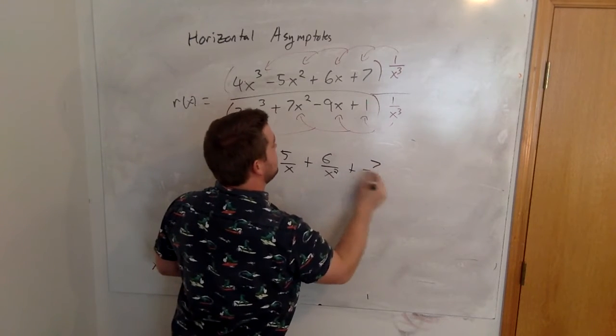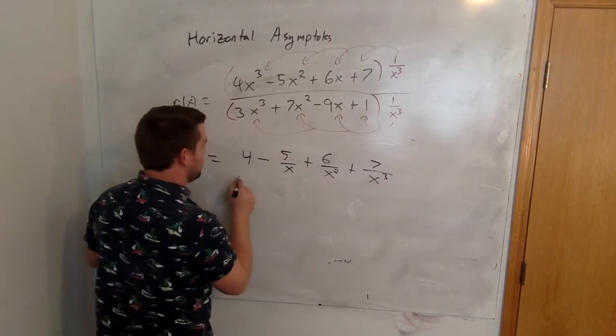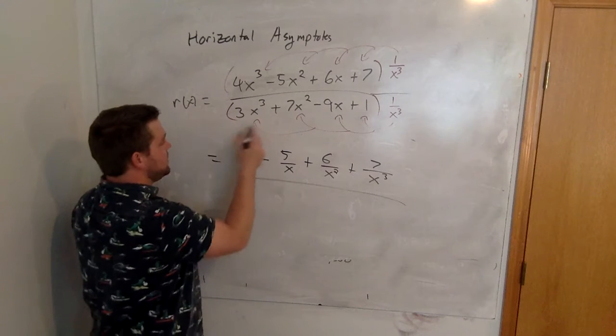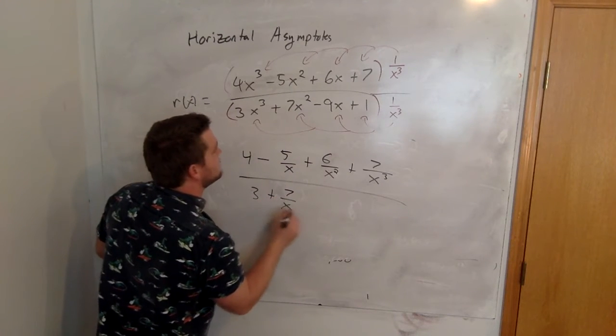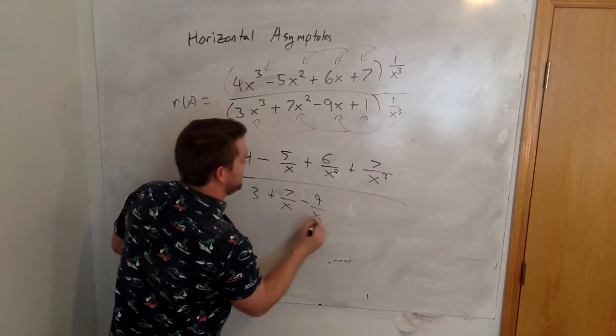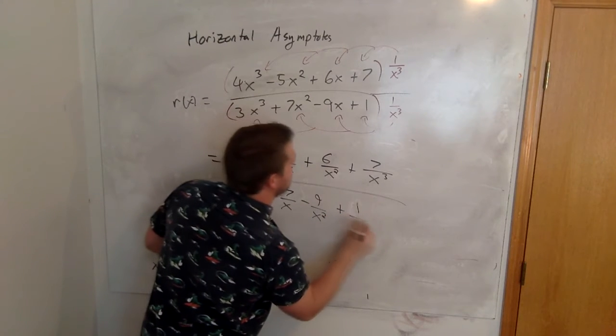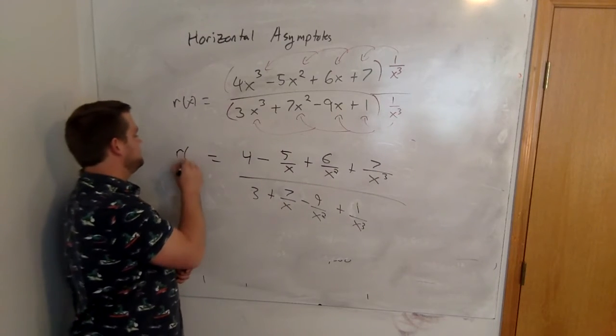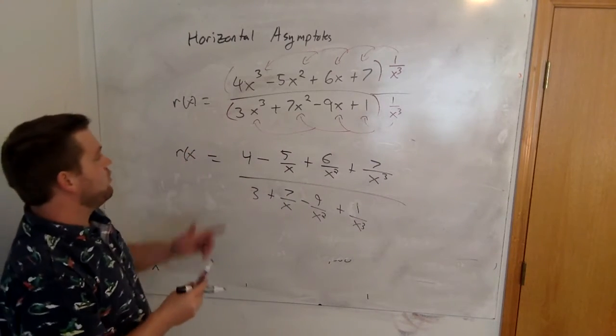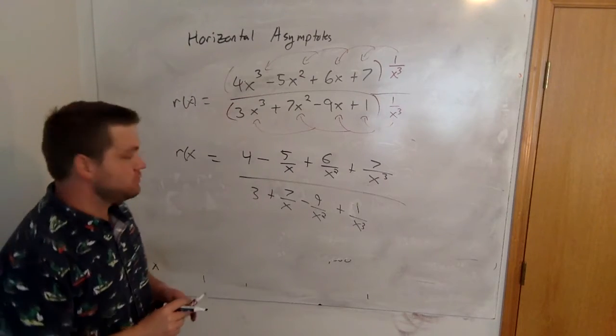Plus, then I'll get a 7 over x cubed, all over, I'll do the same thing. I'm going to get a 3 plus a 7 over x minus a 9 over x squared plus a 1 over x cubed when I distribute in that 1 over x cubed. Okay. So I really just wrote this function differently, cleverly multiplying by 1.